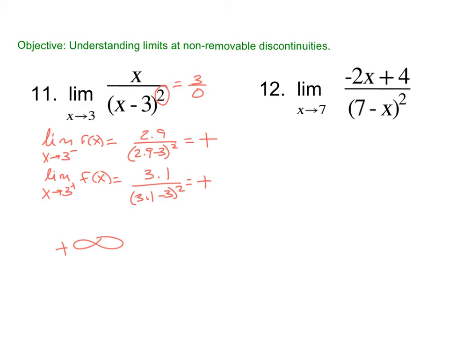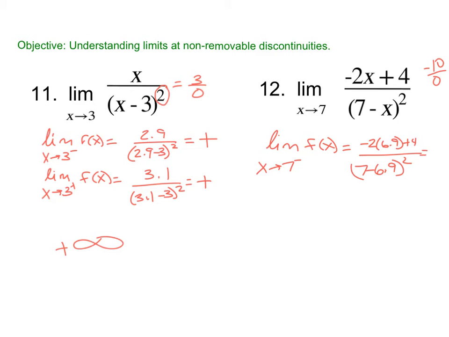All right, let's check this one. If I plug in, I get negative 10 over 0, right? Negative 10 over 0. That tells me to check my left and my right. My answer is going to be infinity, negative infinity, or does not exist. So let's try from the left of f of x. So I'm going to try 6.9, negative 2 times 6.9 plus 4 over 7 minus 6.9 squared. So on the bottom, I get a positive because it's squared. On the top, I get a negative. So I get negative infinity for this one.